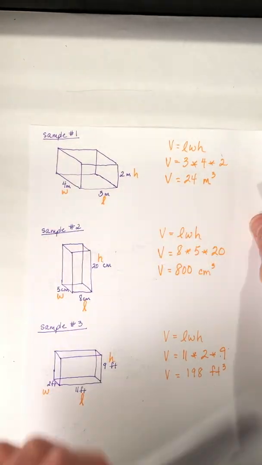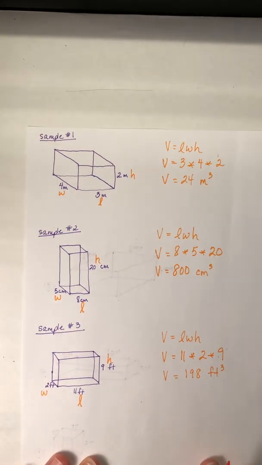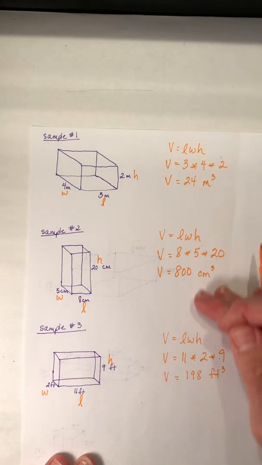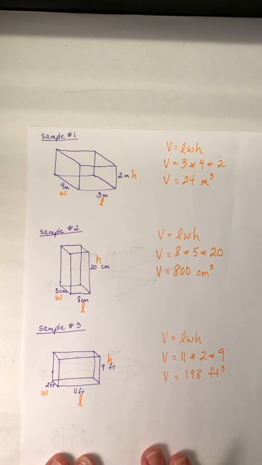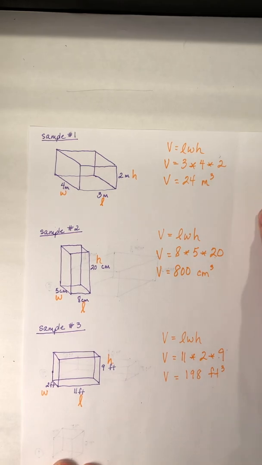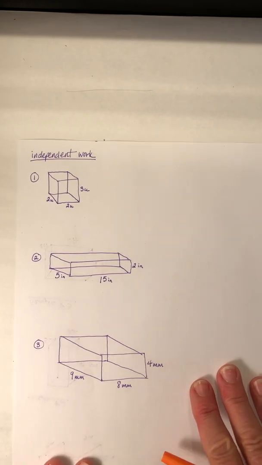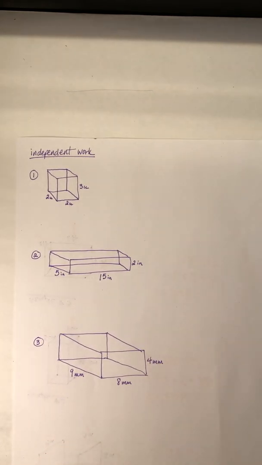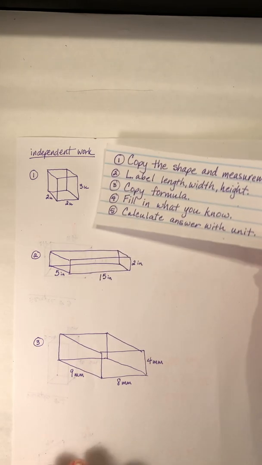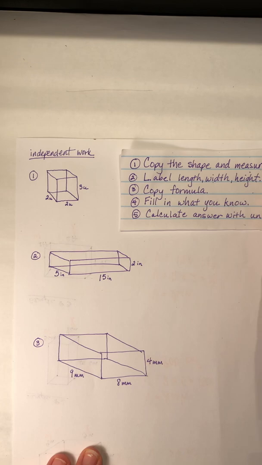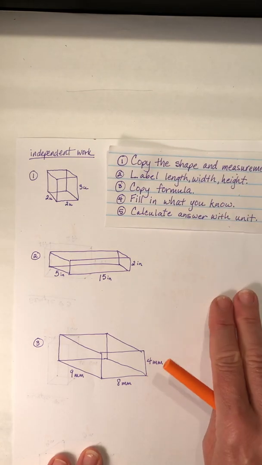Okay, so that's the end of the samples. So everything on your paper should look exactly like this. And if you need to pause the video and fill in anything on your work, go right ahead, and I'm going to give you the independent work in just a sec. Okay, so today I've got 3 samples of independent work that I'd like you to work on. I want you to remember that these are the steps that we are following for every single one of these problems.